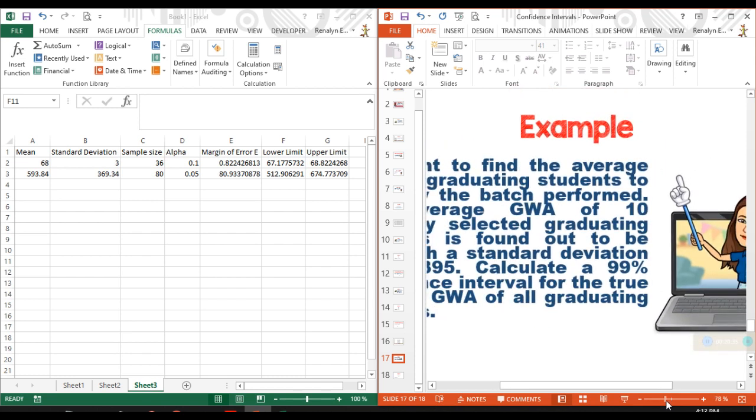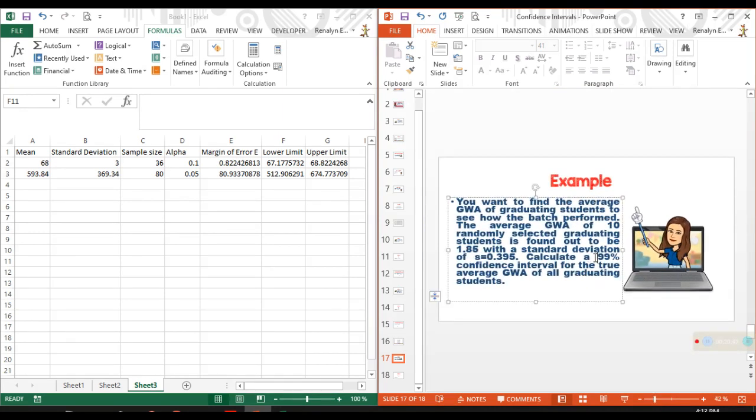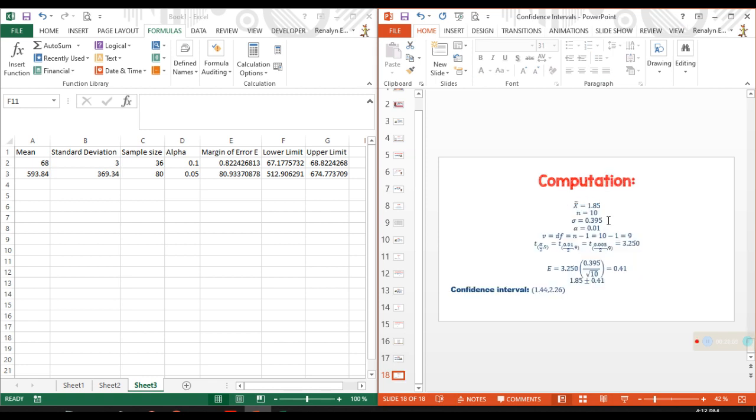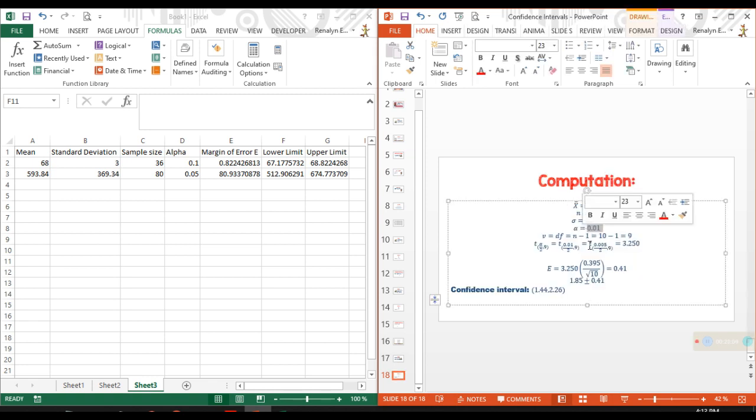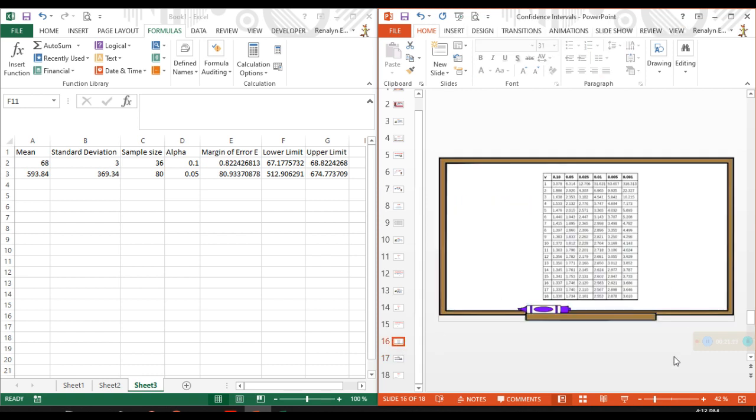So, ito yung example natin kanina. You want to find the average, blah, blah, blah. Calculate 99% confidence interval. So, what is our alpha here? Our alpha is 1% or 0.01. So, si 0.01, kailangan mo pa siyang i-divide by 2. What is 0.01 divided by 2? 0.01 divided by 2 is 0.05. So, magkakaroon ka ng 0.05 and then you will look it up on the table.